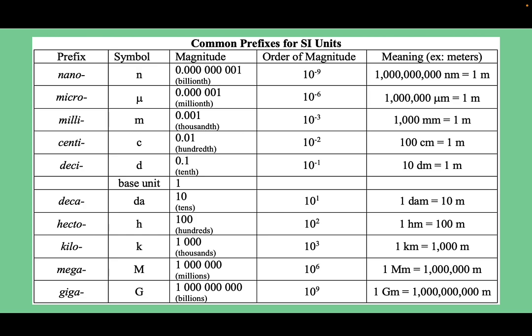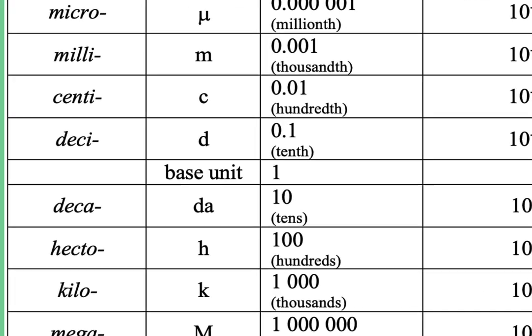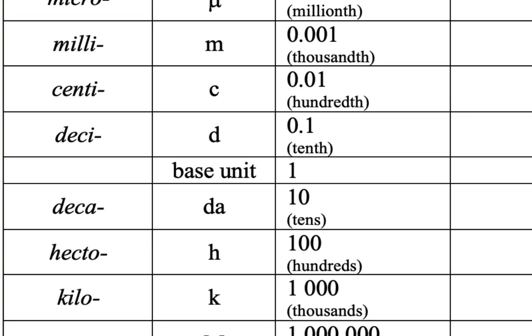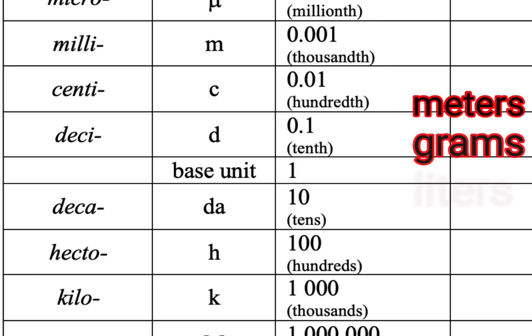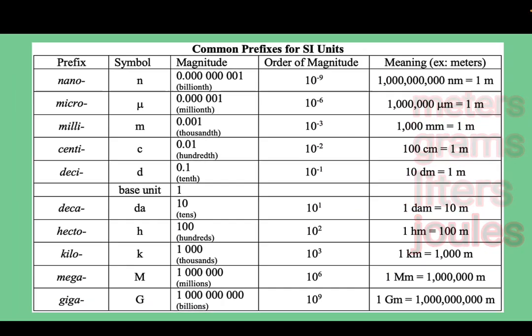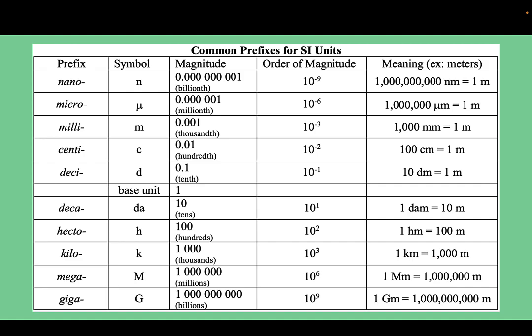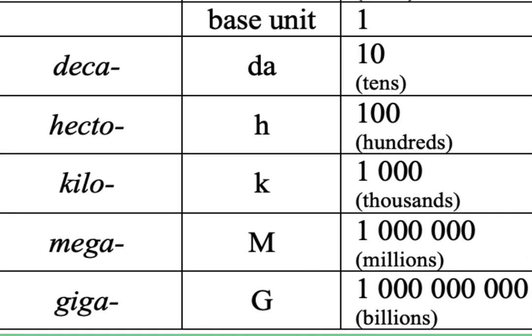left or the right. In the center of the table, we have the base SI units. Common base SI units include meters, grams, liters, and joules. Prefixes are used for different magnitudes of 10 of the base unit. For example, 1 decagram is 10 grams. 1 hectogram is 100 grams.